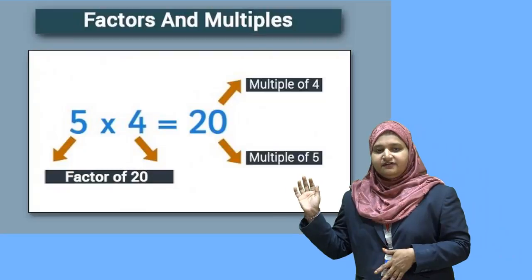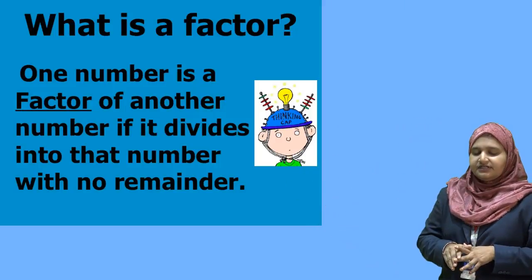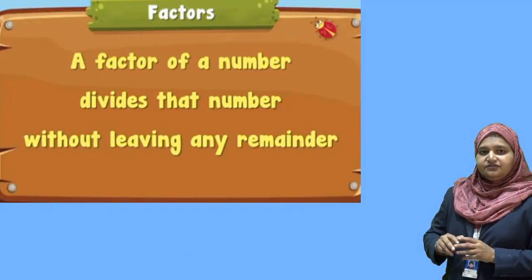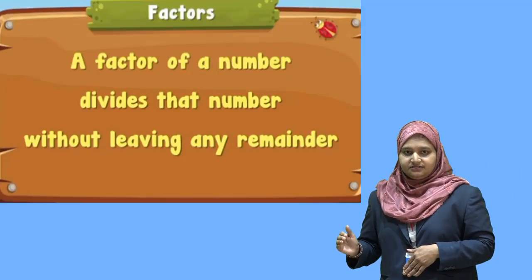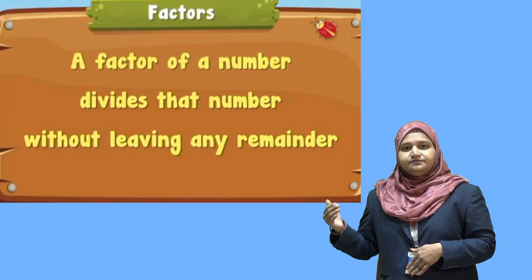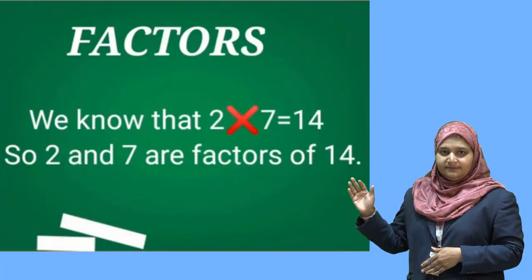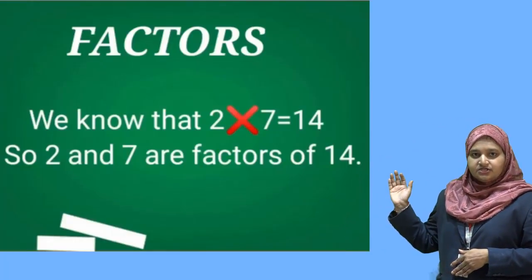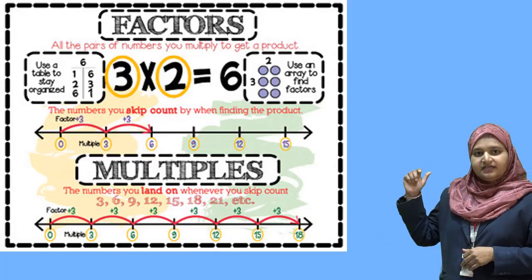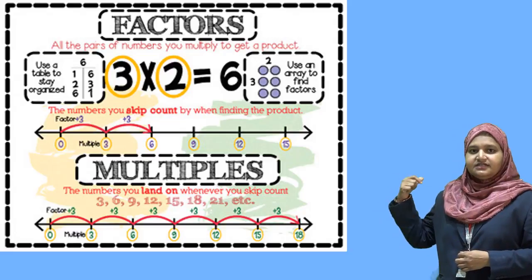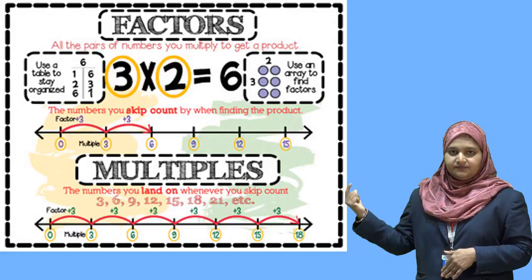Let us see, what do you mean by a factor? A factor is a number which divides the given number exactly without leaving any remainder. For example, if I write 6 is equal to 2 multiplied by 3, it is equal to 6. So 2 and 3 are factors of 6, and as we saw earlier, 6 is a multiple of 2 and 6 is a multiple of 3.